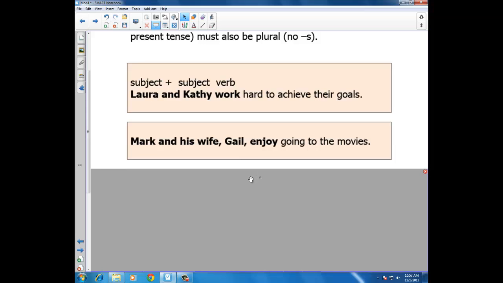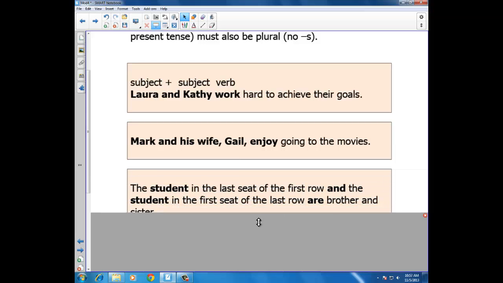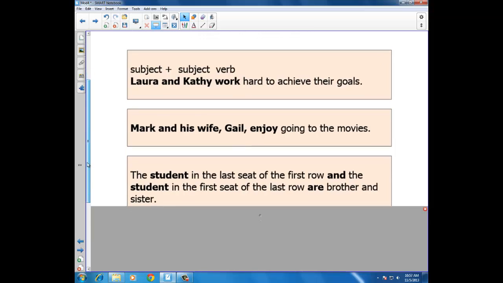Mark and his wife Gail enjoy going to the movies. The student in the last seat of the first row and the student in the first seat of the last row are brother and sister.